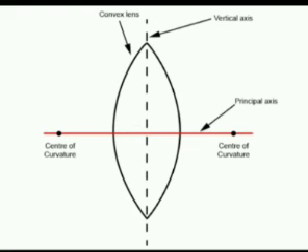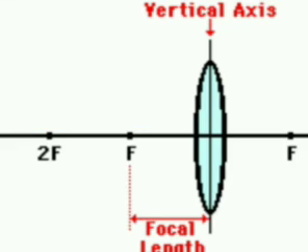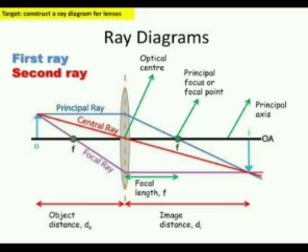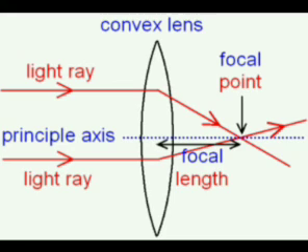Now see the ray diagram. Where is the principal axis? It is an imaginary line. Optical center you can see in the middle. Principal focus or focal point is here. This is the convex lens, and this is the light ray. Focal point, focal length: the length between the focus and the optical center is called the focal length. The red imaginary line is called the principal axis.